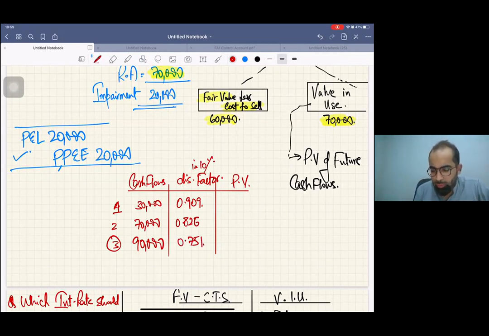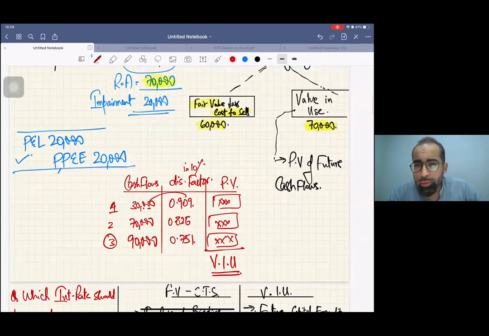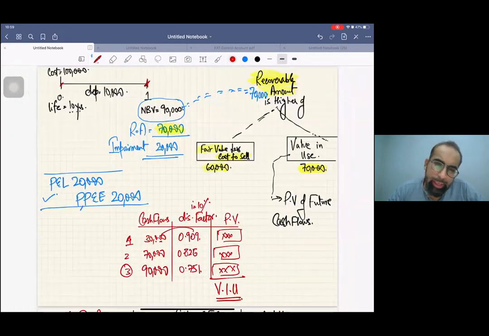Okay. So when you multiply these numbers, you will get the present value of future cash flows, and when you add this last column, this will be your VIU. Okay, so what is your VIU? VIU means present value of future cash flows. Okay, getting it right. So in this way we compute VIU. Just for a sample, I've told you, even though you knew this before.